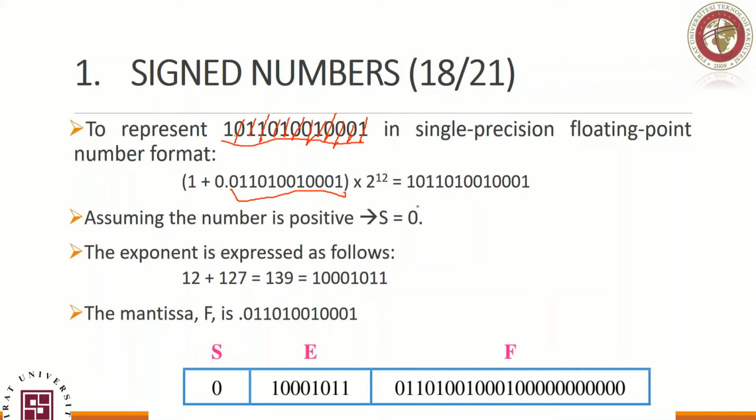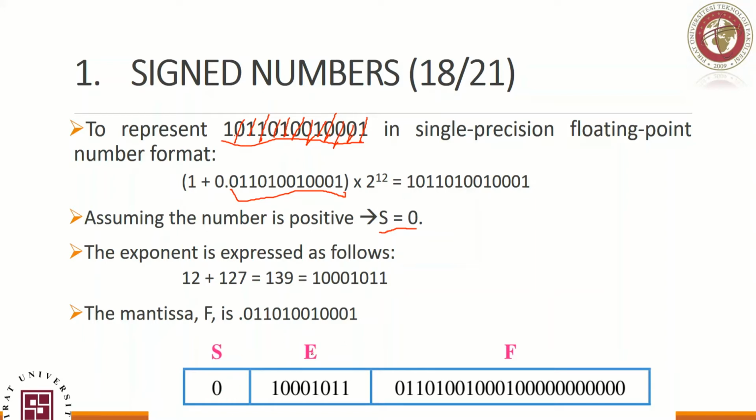Okay, we haven't yet finished. Now look at this. Let's say we assume that this number is positive, sorry, not negative. We assume. And in that case, the sign bit is 0. If it is not mentioned in the question, then assume it is positive. Otherwise, we must give you an indication if it is positive or negative, okay? Assume it is positive. So the sign bit is 0.